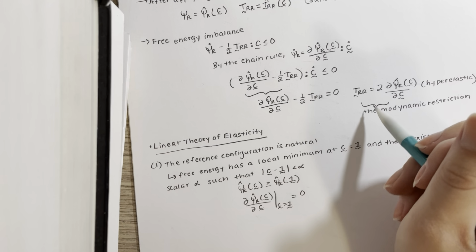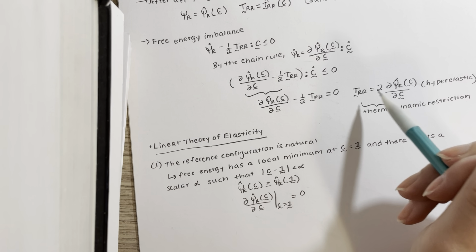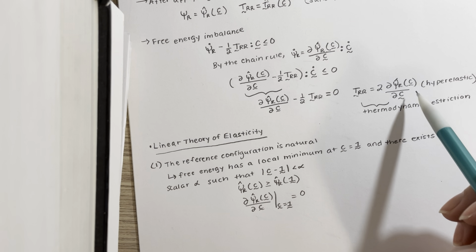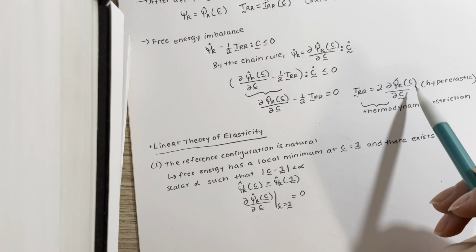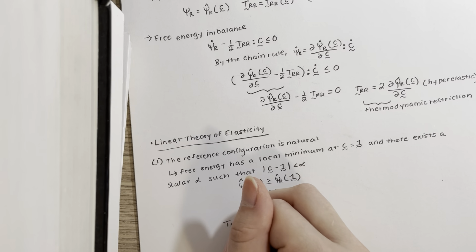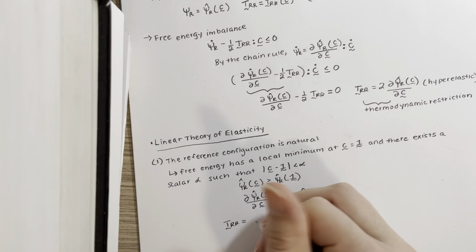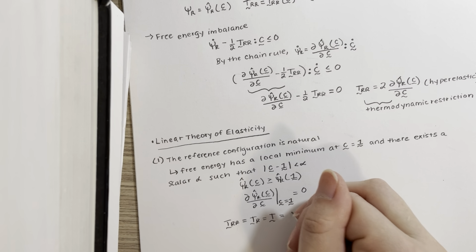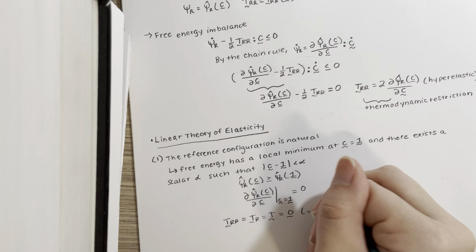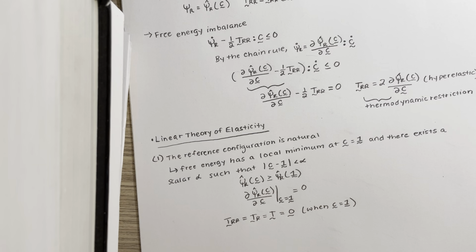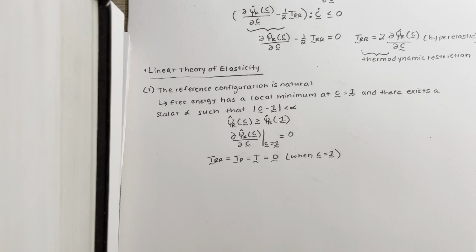And so then up above, we showed the relationship between the second Piola-Kirchhoff tensor and the free energy. So the derivative of the free energy evaluated at C equal to 1 is 0, and therefore our second Piola-Kirchhoff tensor, and consequently our first Piola-Kirchhoff tensor and our Cauchy stress tensor, are all equal to 0, specifically when C is equal to 1. All right, so that's our review of the natural configuration.